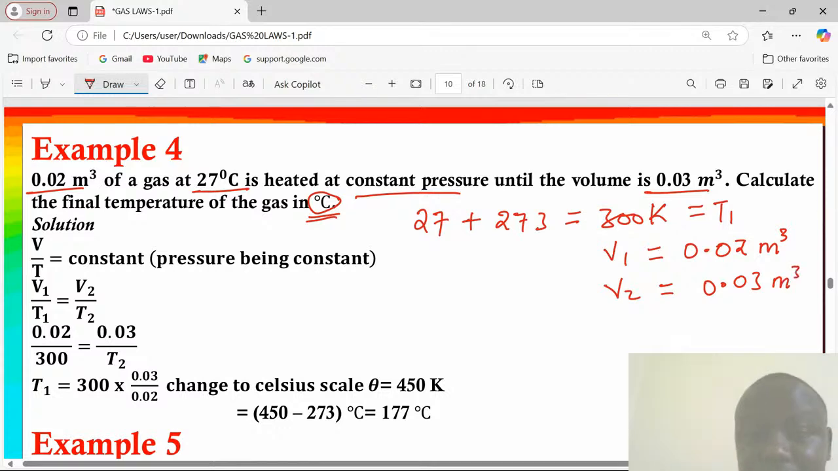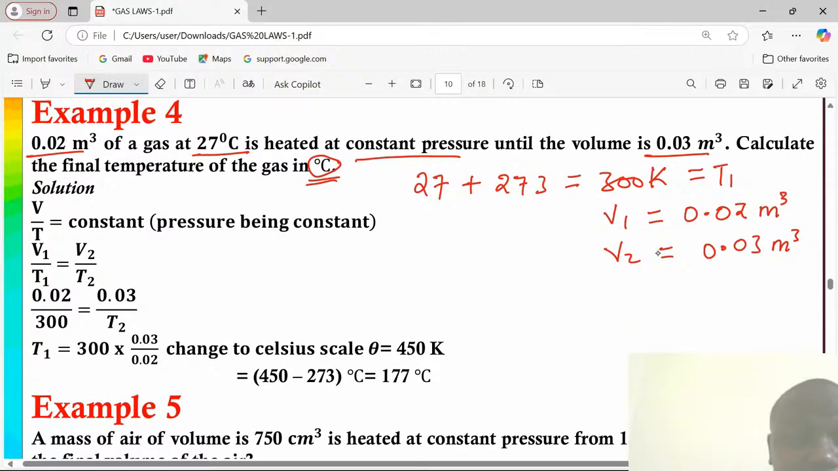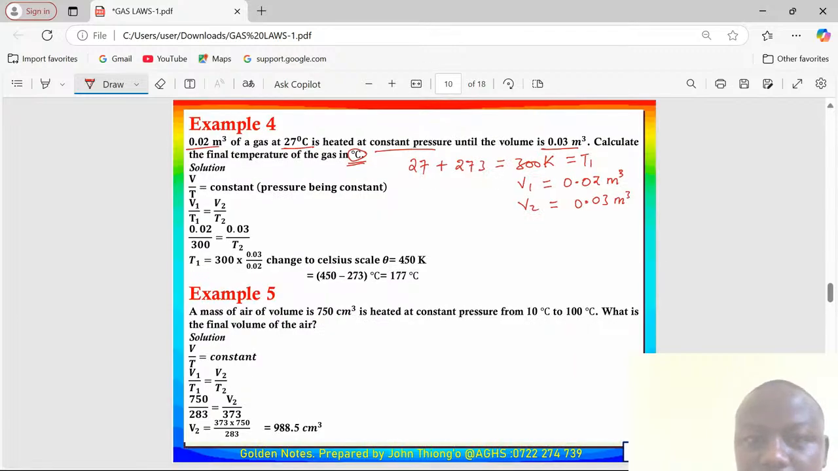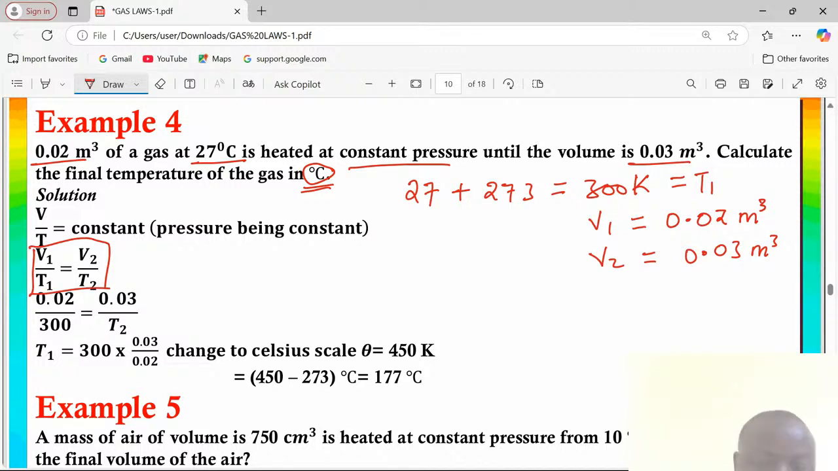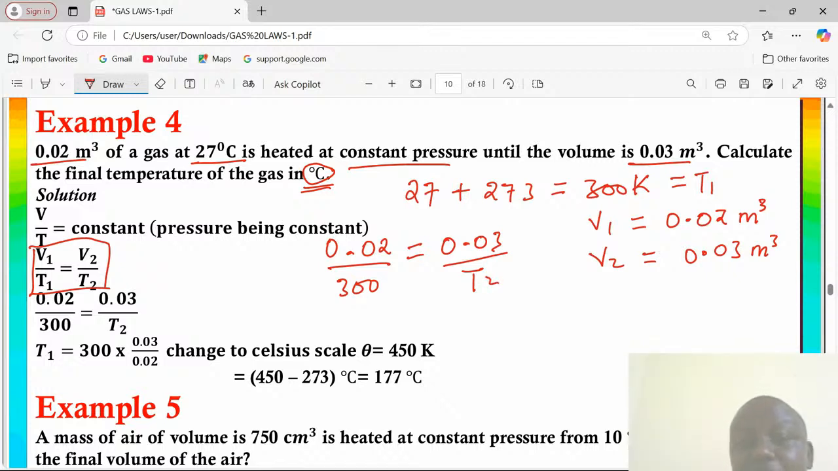0.03 meters cubed. Then now we can get to the relationship from the Charles law of an ideal gas. V1 out of T1 equals V2 out of T2. Therefore, we need to say V1 0.02 out of temperature 1, 300, equals V2, 0.03, divided by T2, which is unknown. We can do a cross multiplication. We can use very many mathematical steps for us to get our T2.